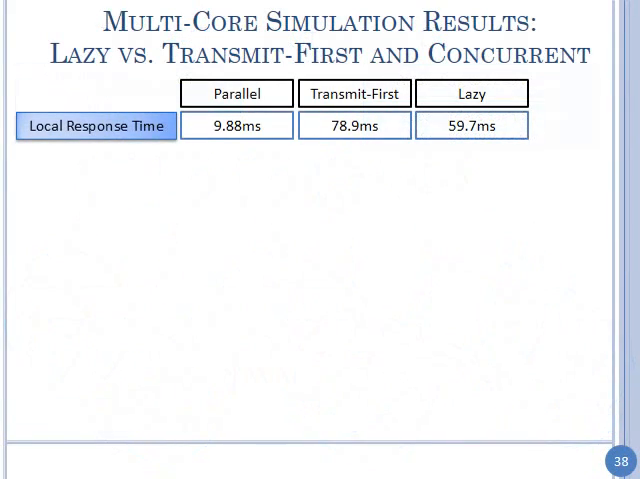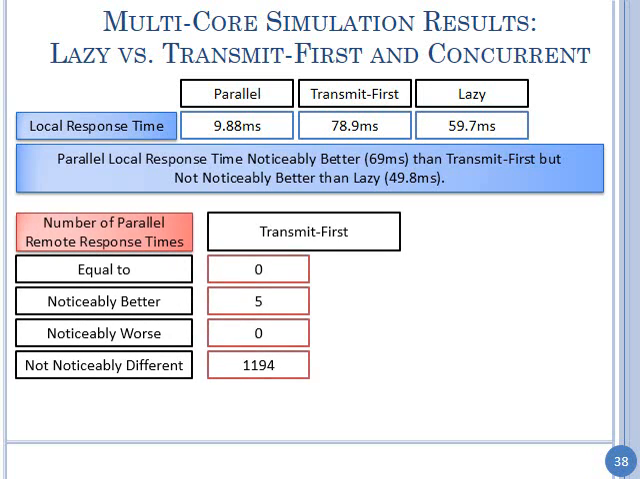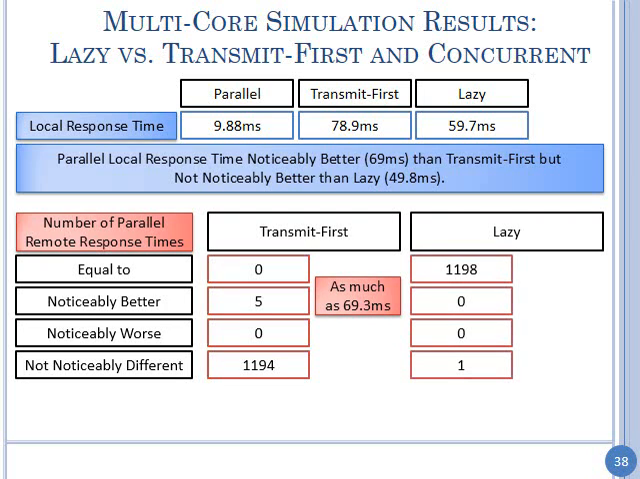Okay. The parallel local response time is noticeably better than the transmit first local response time, but not noticeably better than lazy. And the remote response time results show that the parallel policy gives noticeably better response times to 5 users, but for everybody else it's not noticeably different. And more interestingly, compared to the lazy policy, for all but one remote user, lazy and parallel give exactly the same remote response times. And for the one user that they're different, they're not noticeably different.